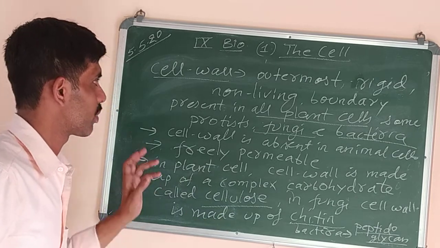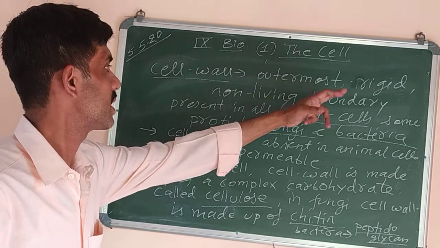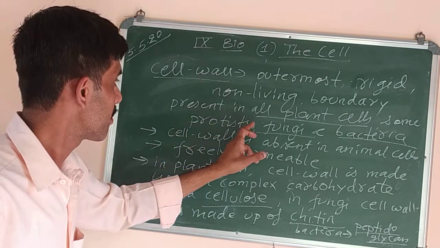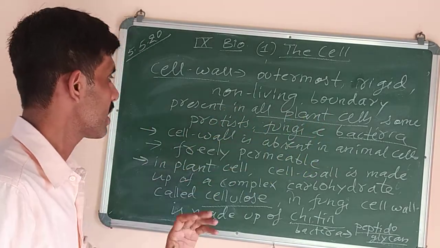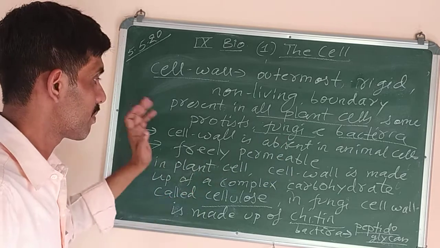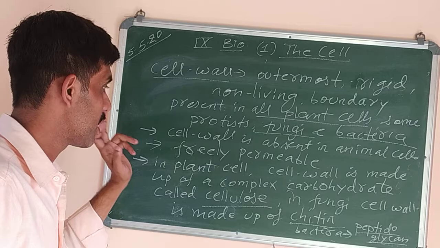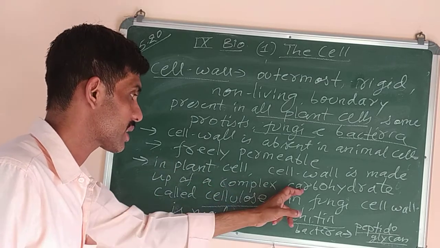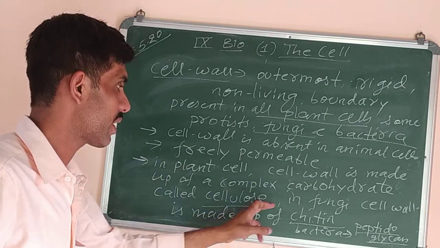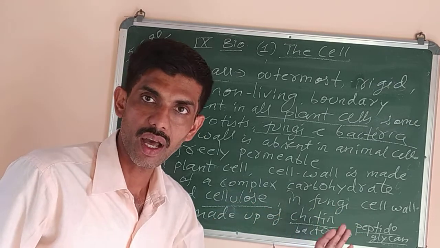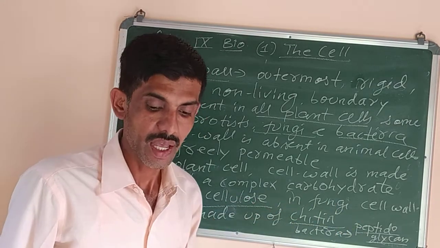Got it? So what we studied, cell wall is the outermost, rigid, non-living boundary present in plant cells, some protist, fungi and bacteria. It is absent in animal cell. It is freely permeable because it can allow any substance to pass through it. In plant cell, it is made up of a complex carbohydrate called cellulose. In fungus, it is made up of chitin. In bacteria, peptidoglycan, a complex compound, is present in the cell wall.